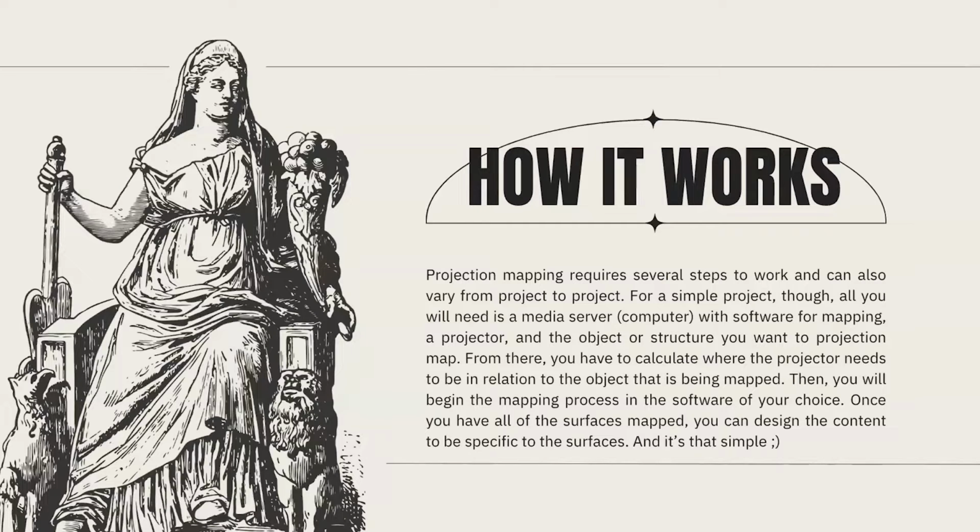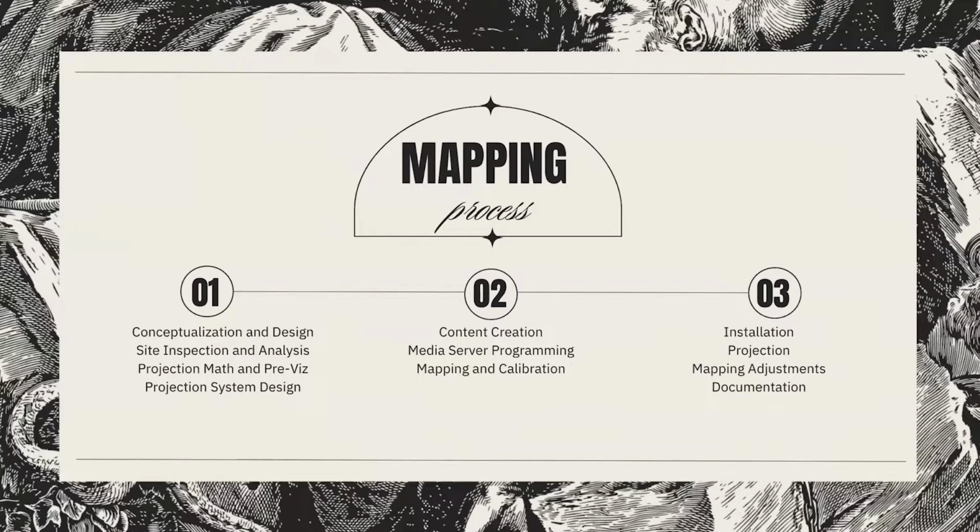So how does it work? Several steps, not a lot. You can break it down really simply, which I try to do as best as possible. But for a simple project, all you need is a media server or a computer, depending on what you have access to, as well as the software for the mapping on it, and then also the structure or object that you are projecting on for the project. That's really all you need. It's really simple to get done. It's just one of those things that as scale increases, so does the complexity and the needs of the software and hardware.